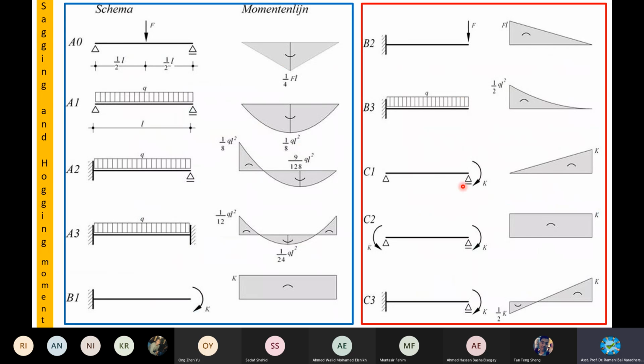Okay, these are things you have to remember again. Some remembrance required. Simply supported, like this type, right? It may be a pin and hinge with the load F will be WL by 4 or WL by 4.